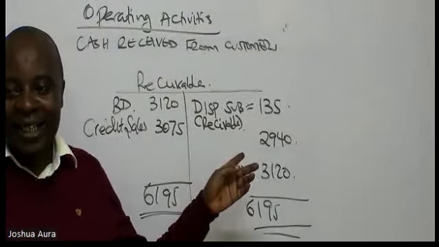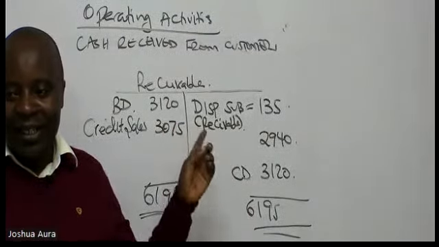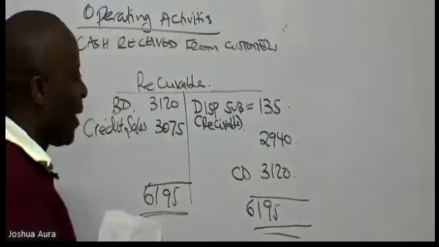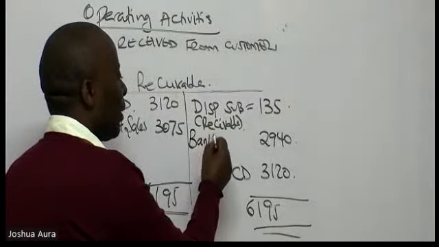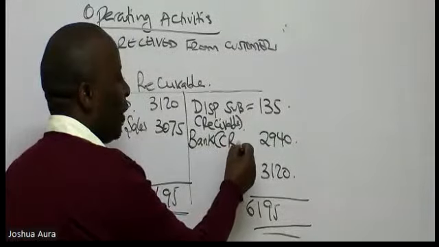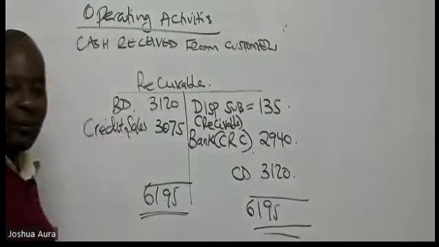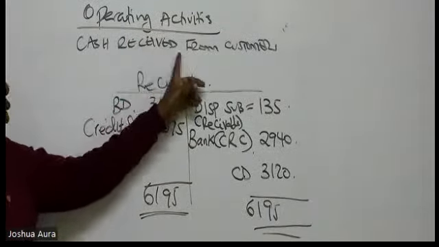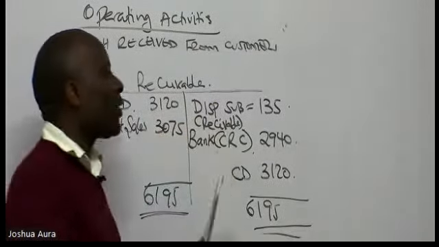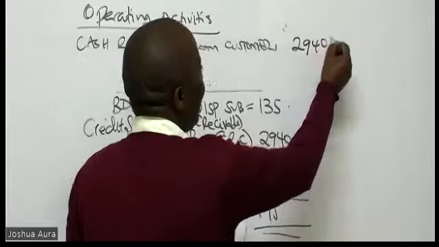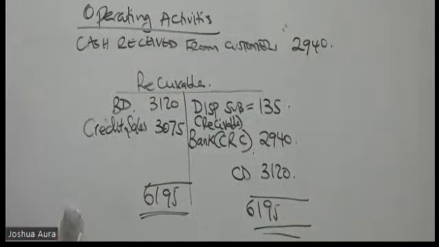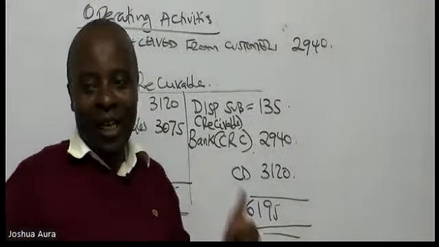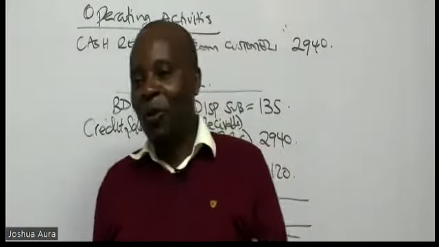This must be the cash that we received from our customers, isn't it? Cash received from customers. So this must be what we shall take to our bank, and to our operating activities, under cash received from customers. So cash received from customers is 2940. Great. I hope you guys have been able to follow up to there.